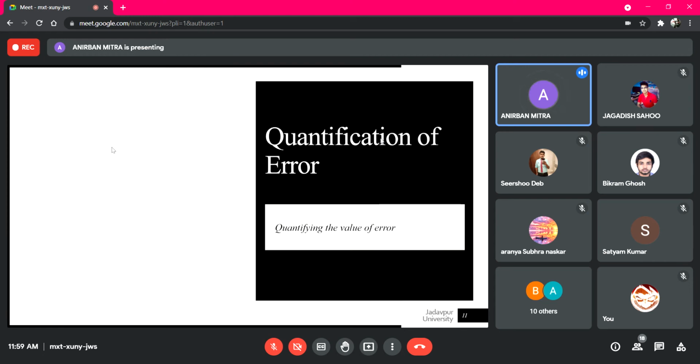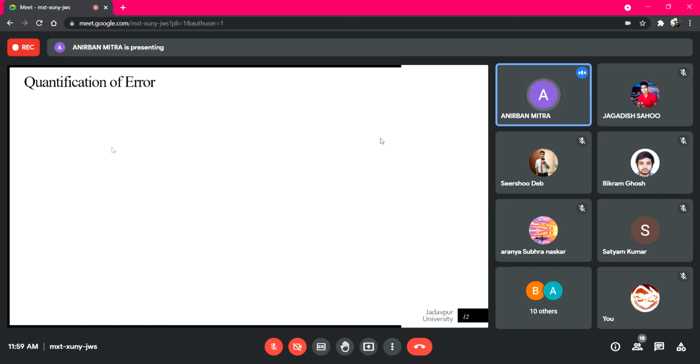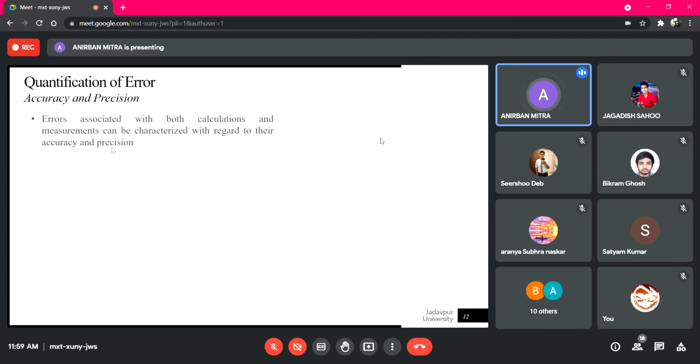When talking about quantification of errors, and before we start discussing quantification of errors, let us talk about two important parameters: accuracy and precision. Errors are often characterized with regards to these two parameters, accuracy and precision. In common parlance, common language, these two are often used in an interchangeable manner. But there is a fundamental difference between the two.